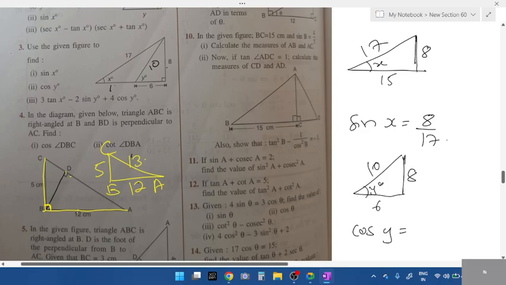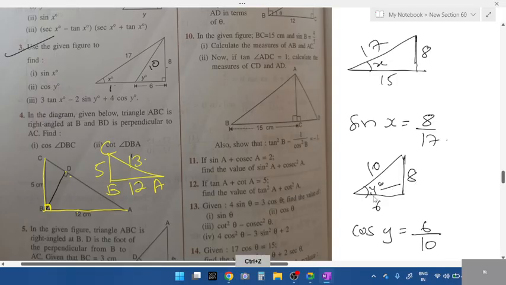Okay, this is the third one, right? In the third question, cos y, they have asked us to find base by hypotenuse. What is base by hypotenuse? Base is 6, right? Did you write it as 6 or 8? Why 8 is not base? 8 is perpendicular, right?